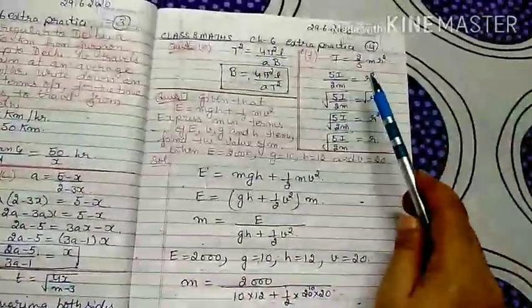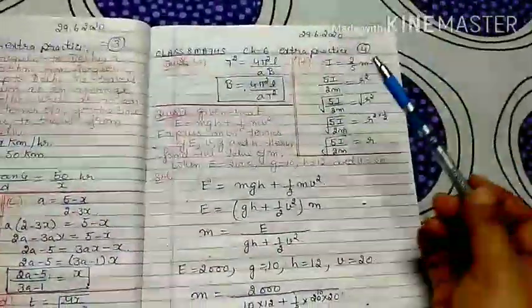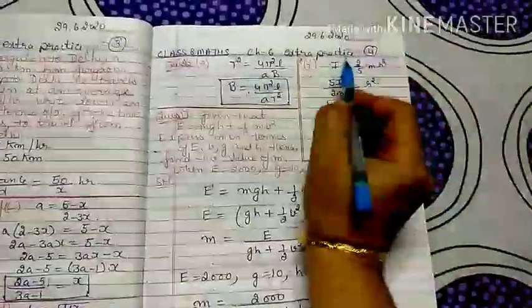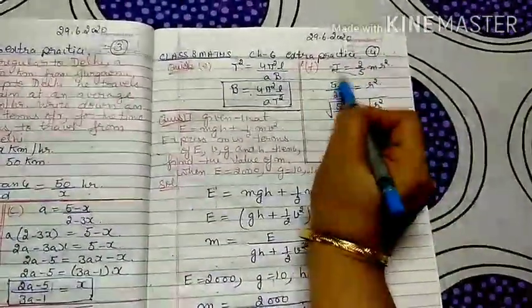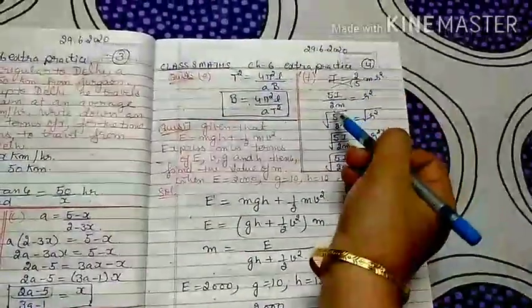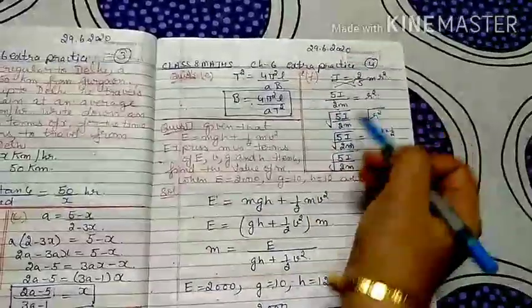Next is I is equal to 2 by 5 m r square. Here you have to extract the variable value r according to your question. So here first you cross multiply: 5 multiplied by this and 2 multiplied by down. 2m is in the numerator, so 2m moves downward. 5I by 2m is equal to r square.